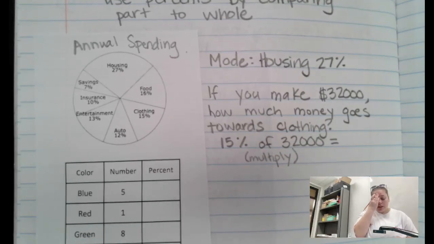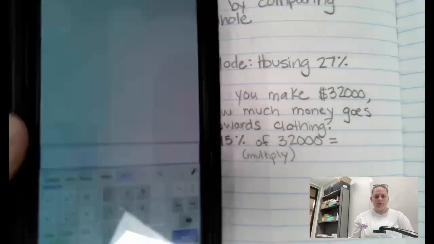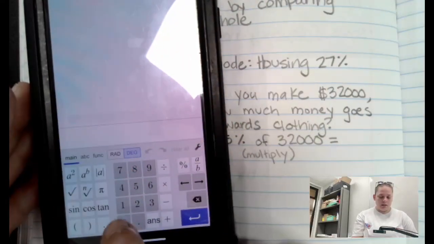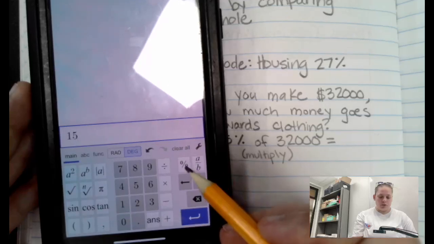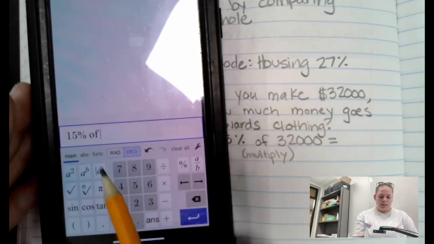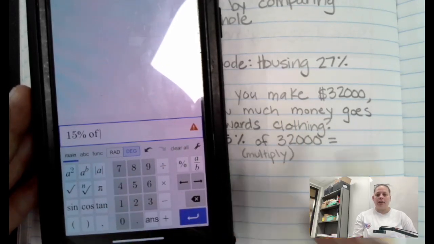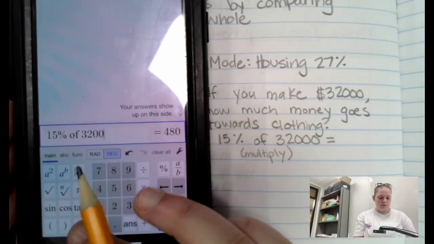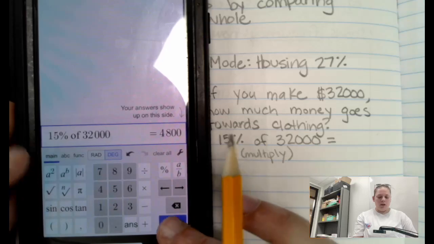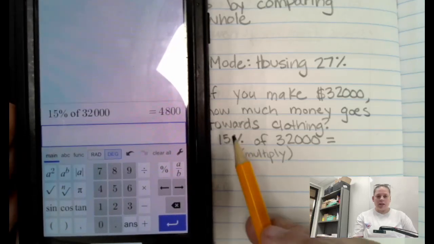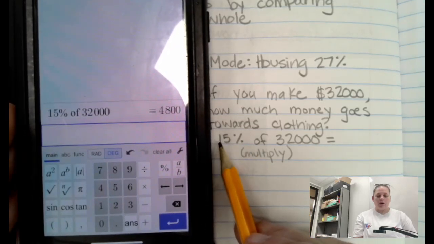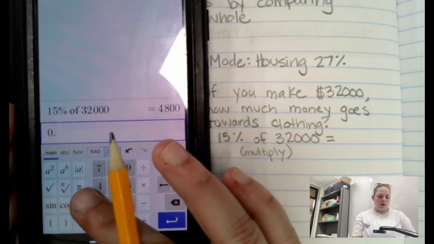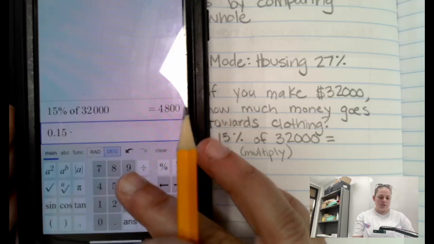All right, if we use Desmos, there's a couple ways we can do it. First way is by literally just typing in 15, and then if you use the percent button here, it's cool about Desmos is they put the of in there automatically. So 15% of 32,000. Okay. Or we could change this into a decimal. So remember, 15% is actually 0.15 times 32,000.